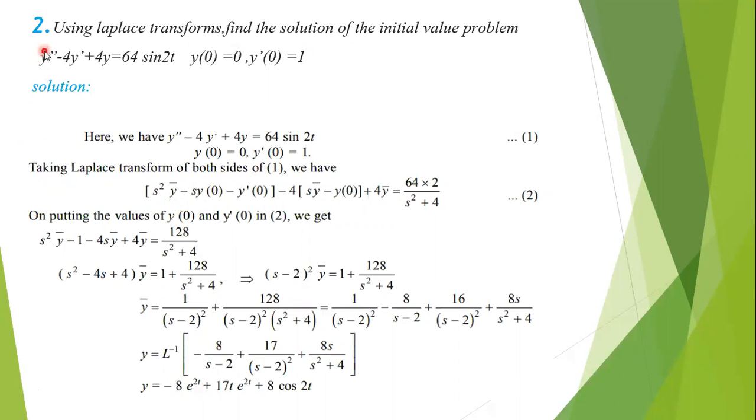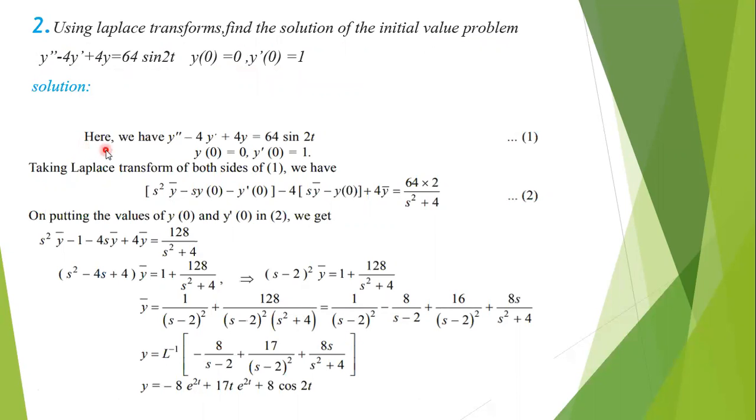Example number 2. The question is, using Laplace transform, find the solution of the initial value problem. The equation is y double dash minus 4y dash plus 4y equals 64 sine 2t, with y of 0 equals 0 and y dash of 0 equals 1.